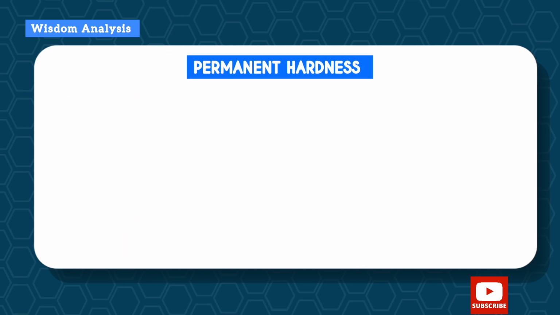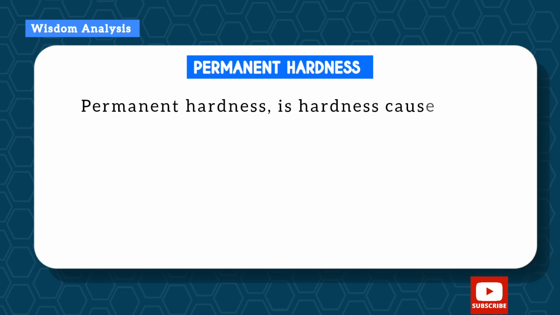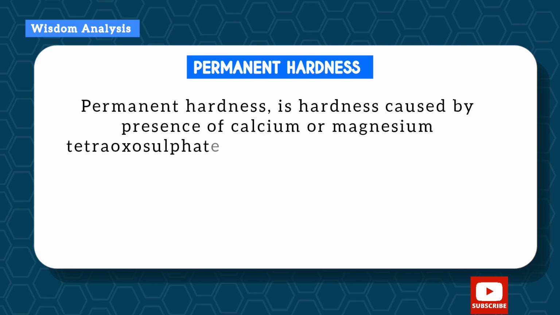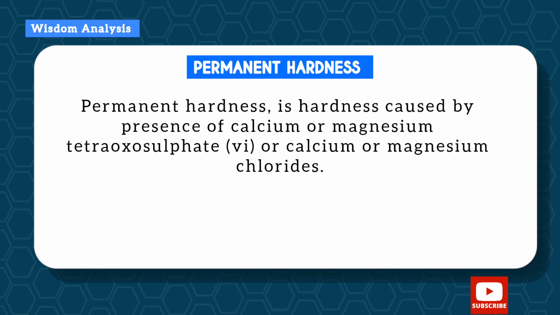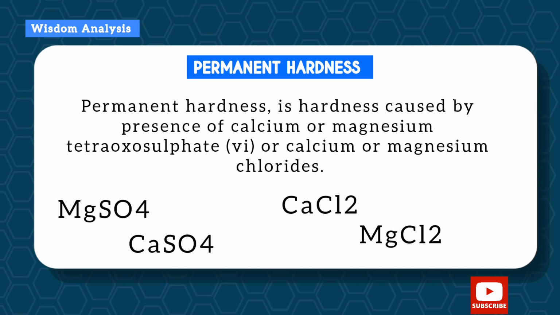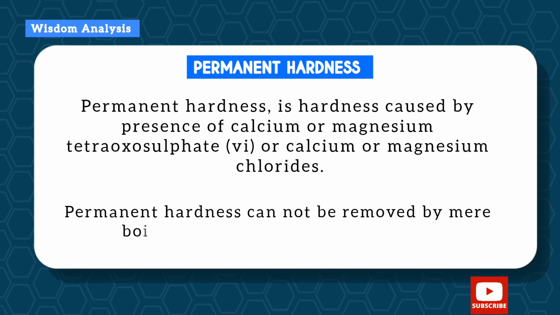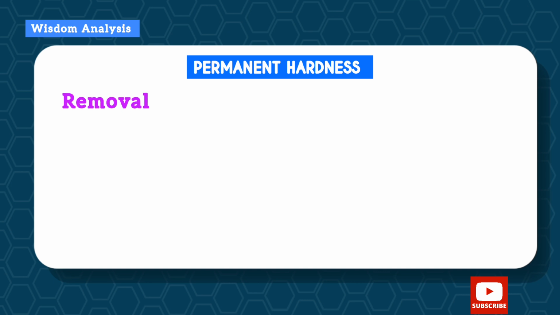Now let's talk about permanent hardness. Permanent hardness is caused by the presence of calcium or magnesium tetraoxosulfate 6 or calcium or magnesium chlorides. So these compounds here are compounds that can be responsible for permanent hardness of a water. So permanent hardness cannot be removed by mere boiling or by addition of chemicals. So removal of permanent hardness.